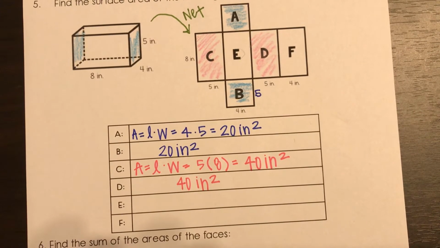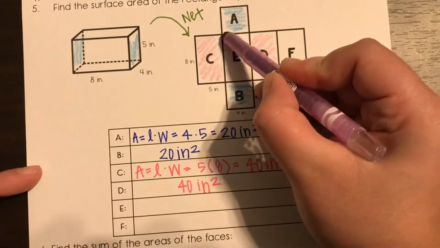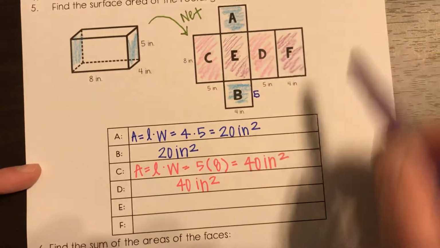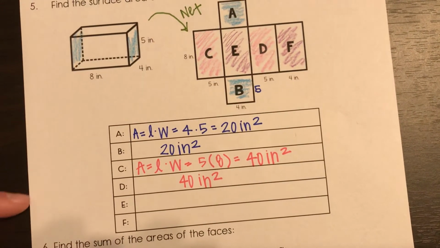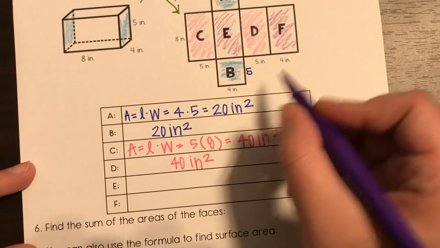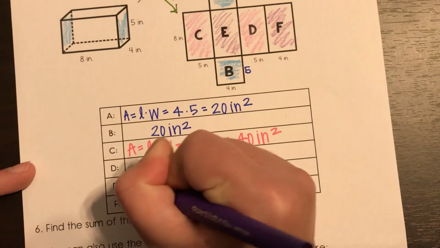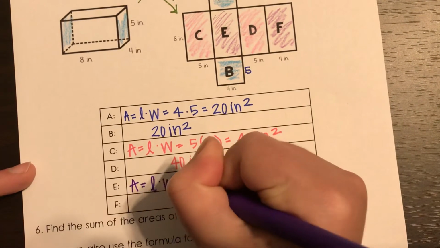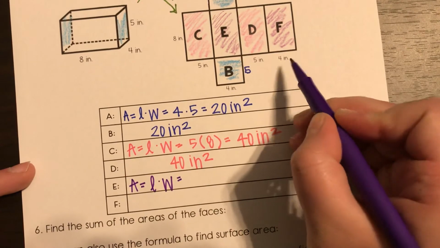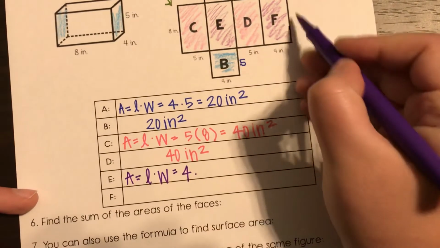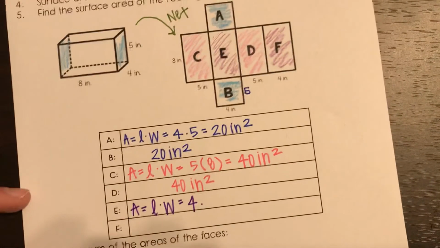All right, and then we have these two rectangles that are left, E and F. Once again, E and F are going to be the same. We know they're both rectangles again, so we have our area formula, which is length times width. For this one, we know the length is going to be 4, but it doesn't have a width value. So I want you to think about it.